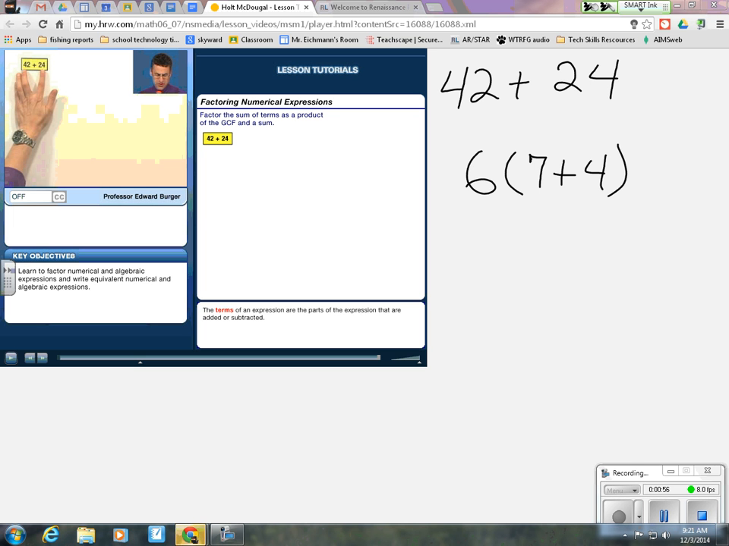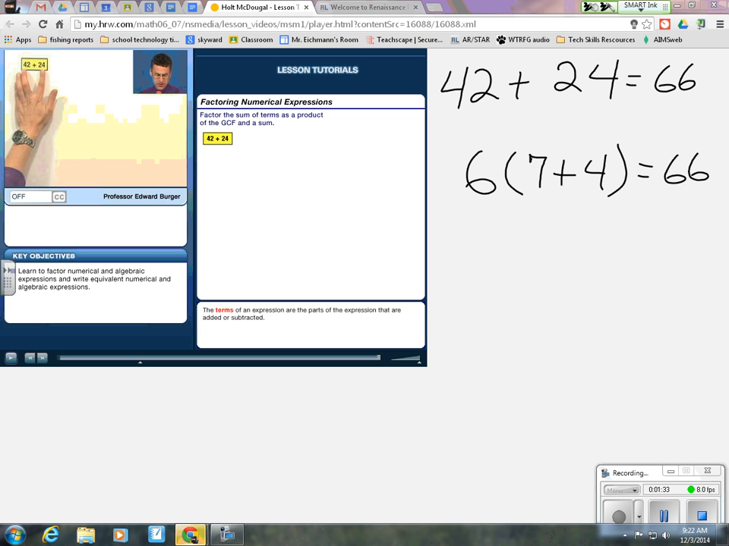Somebody tell me, what is 42 plus 24? 66. What is 7 plus 4? 11. We have to follow our order of operations, right? We got to do stuff inside the parentheses. So 7 plus 4 is 11. And then this right next to the parentheses means multiplication. So what is 6 times 11? 66. Okay.